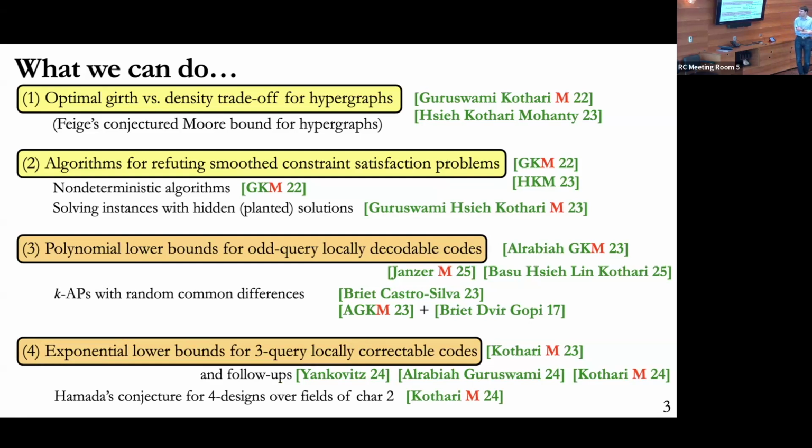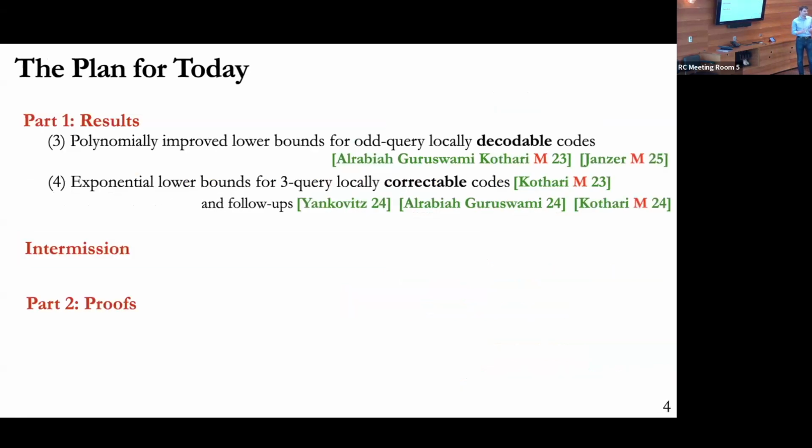So the plan for the talk is going to be roughly the same format as last time. In the first part, I'm going to tell you about these 2 codes, locally decodable and locally correctable codes. And then I'm going to tell you about the history of these problems and the results that we have. And then we'll go to a break. And then after the break, I'll give you some proofs on the board. So same format as last time. So yeah, I guess I'll just get started with defining these codes, and to start off, I'll define locally decodable codes.